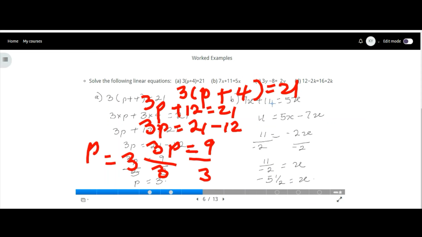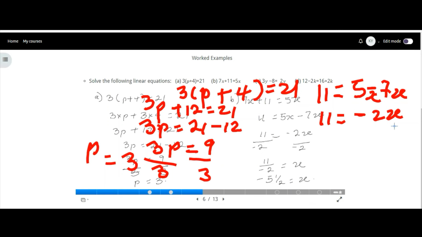Now let's look at the second one. This is 7x plus 11 equals 5x. So what we just need to do here is collect the like terms, bring the family of x together. 7x and 5x can be together. So this is plus 7. By the time it crosses the equals sign, it changes to what? Minus 7. So we have 11 equals 5x minus 7x. So 5 minus 7x, that is minus 2x. So you have minus 2x.